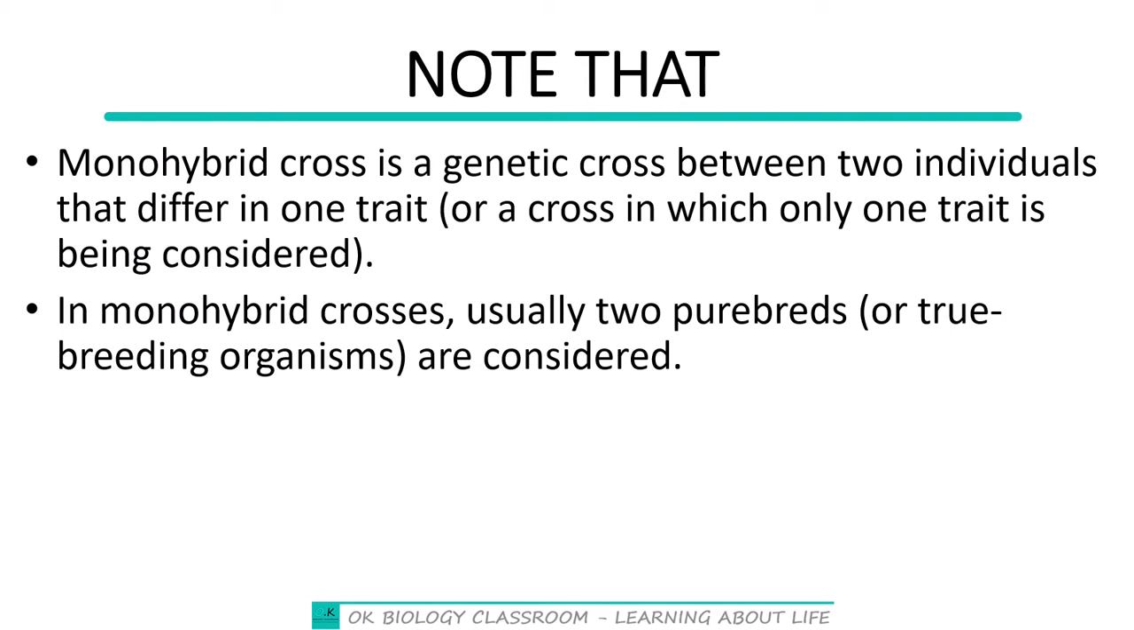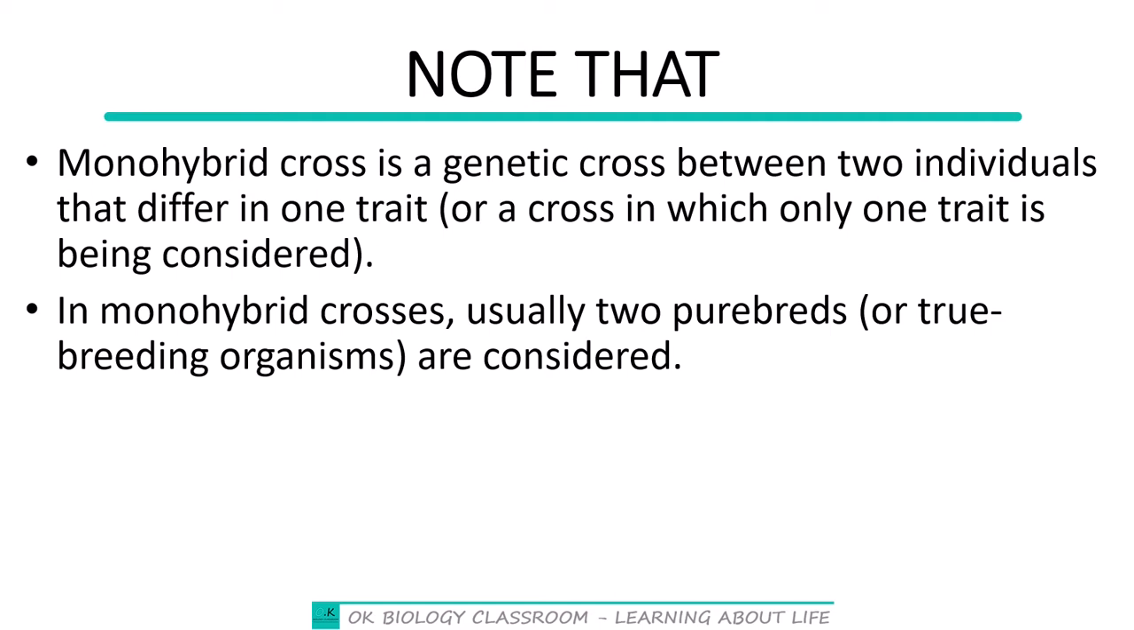And what do I mean by this? When you talk about purebreds, we are talking about organisms that only produce the same kind of trait. For example, if you consider a group of plants that produce purple flowers, the parents that produced those offspring with purple flowers were also produced by parents with purple flowers. And those parents were also produced by parents with purple flowers. It means that when you consider the lineage, they only produce purple flowers. So that makes them purebreds.